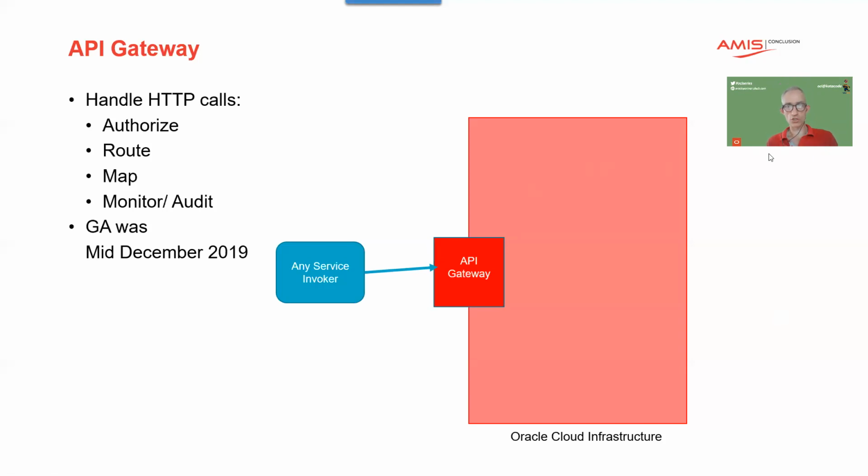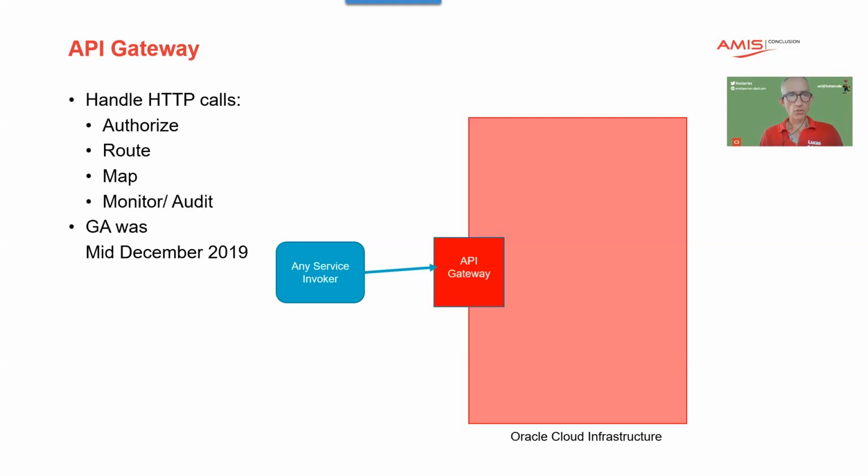And one of the things we really need with our functions and for our cloud native scenarios. So the API gateway handles HTTP calls, and it can do a number of things with these calls. It can route them, and in the end, that's the most important thing it will do. It can also authorize the calls to make sure that they should be routed, and it can map bits and pieces from requests to make sure that they end up in the right format at the endpoint. And then the API gateway can do monitoring and auditing.